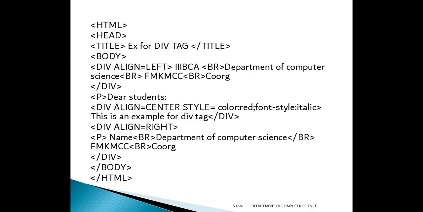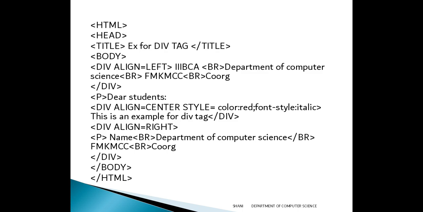You can see that it is in red color. Why? We had given the attribute style equals color colon red. And you can see that the text here is in italic, right? You can see font style colon italic. So this is how we can use the div tag, to place text in the center of a web page. Next, again I have used the div tag, that is div align equals right, where I want to display this text on the right side of the web page.